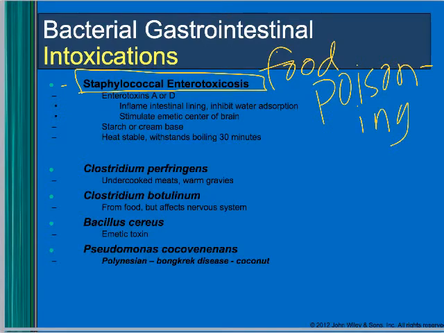Okay, staph is a lot of times in things that are creamy or starchy. The toxins are heat stable. Okay, so the idea is to keep the bacteria from growing. Okay, now I just have this list. These are 4 other organisms that can cause food poisoning. So Clostridium perfringens, Clostridium botulinum, Bacillus cereus, and then the Pseudomonas cocovenenans. Okay, so these all cause intoxications.